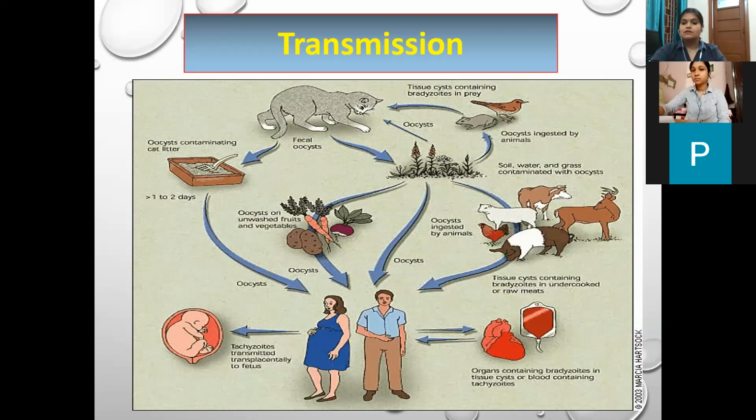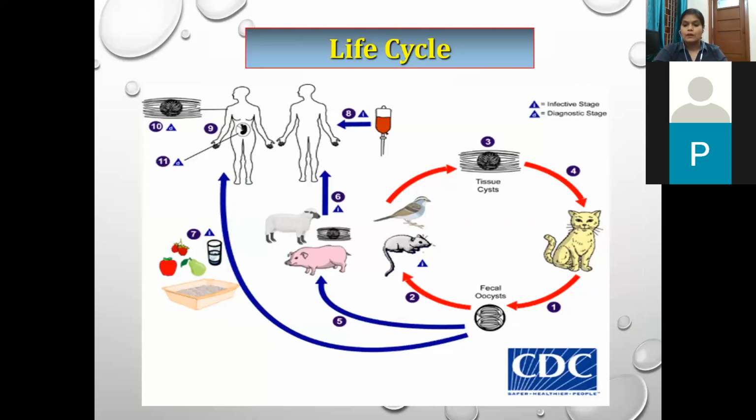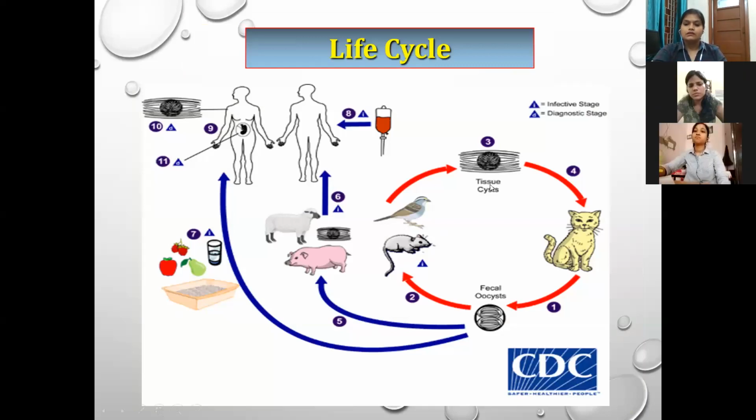Is there any problem with this? If you have any doubt, you can ask at any of these steps: how it is transmitted, which one is the infective stage for the human being, or what are the stages present in the intermediate host. Does anyone have a doubt here? I am asking because it is going a little speedy. If you have any doubt, tell me. Ma'am, I did not understand the replication, the multiplication stage in humans after the cyst.